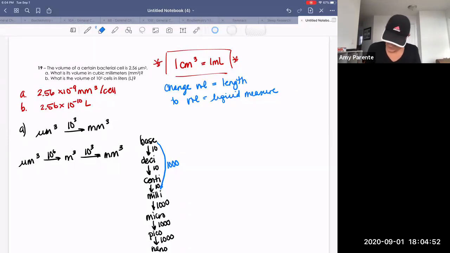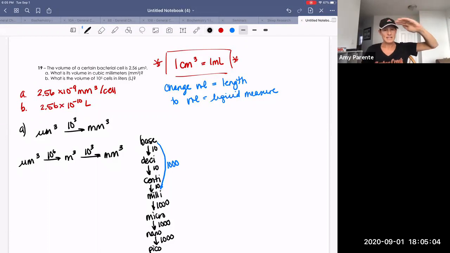And I've got these backwards. Nano is first. Sorry, guys. And then pico. So going between base, we've got deci, centi, milli. Those are all scales or differences of a factor of 10, such that base to milli is 1,000. And then everything else is 1,000. Milli to micro, micro to nano, nano to pico.